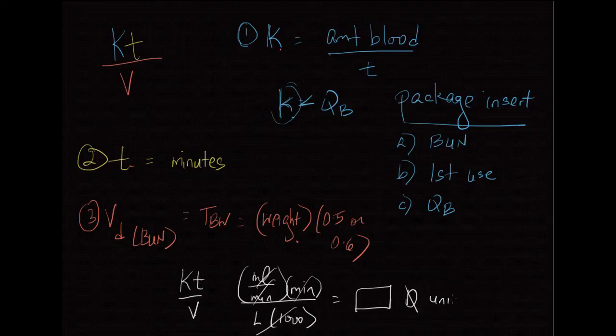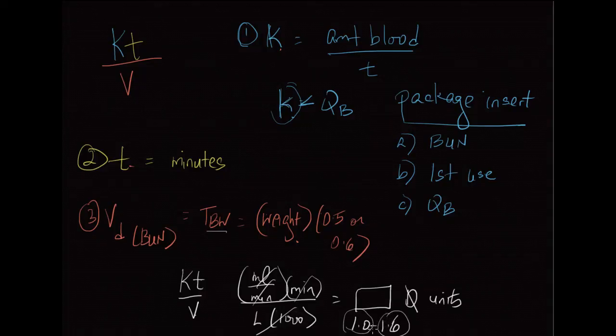So what does the KT over V represent? You get KT over Vs that are approximately between 1.0 and maybe 1.6. That means that you've taken the total body volume of the patient and run it through the machine one time. If your KT over V is 1.6, you've taken the total volume of distribution for that toxin, which in this case is total body water, and run it through the machine over 1.5 times. That's what the KT over V represents.